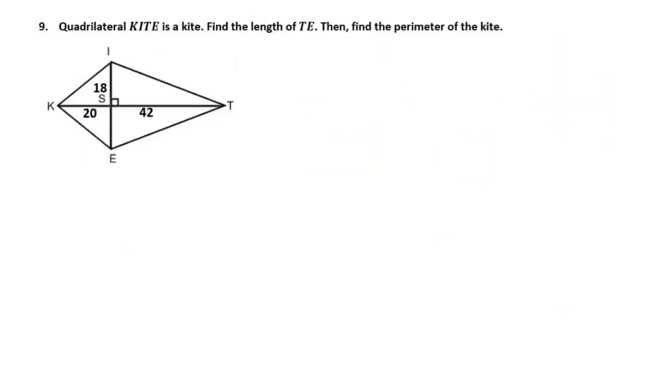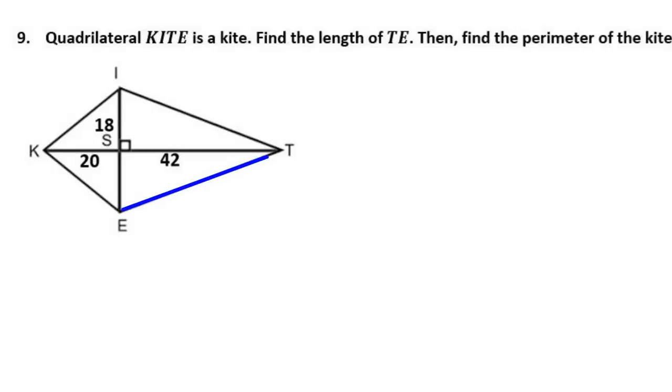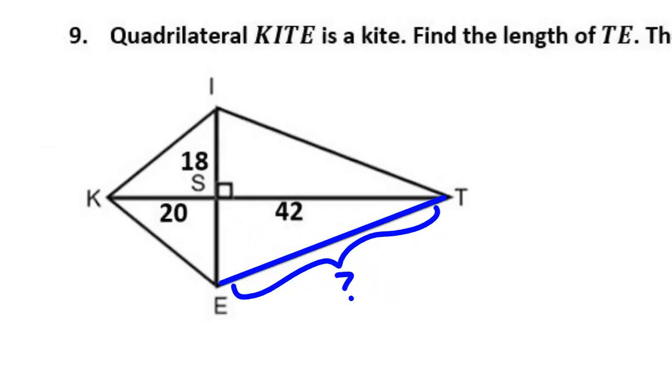Quadrilateral KITE is a kite. Find the length of TE, then find the perimeter of the kite. So this is the first thing we're going to find here. In a kite, one of my diagonals is being bisected. Well, I know that that's not diagonal KT because I have the two measurements of that. So diagonal IE is the one that's being bisected. So SE down here at the bottom would also be 18.